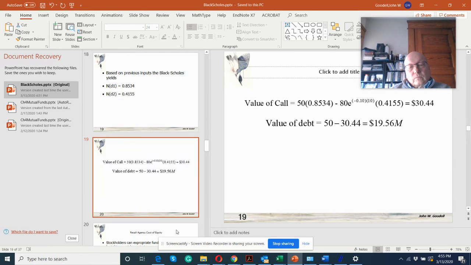And we end up with this. The value of the call is 30.44. The value of equity is 30.44 million. Remember, the value of the firm is only 50 and you owe 80. You'd think that the equity would be worthless, but here it's not. It's 30.44. And again, the value of the debt is just V minus E.